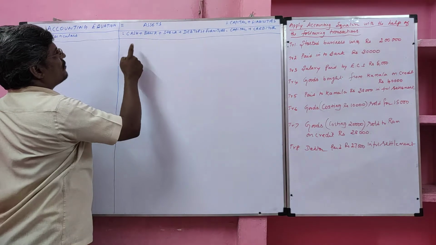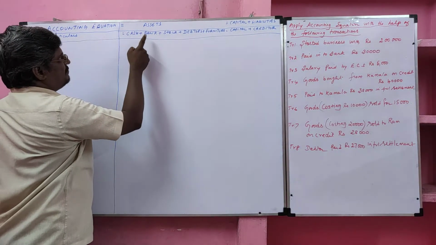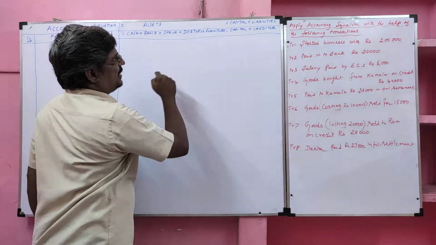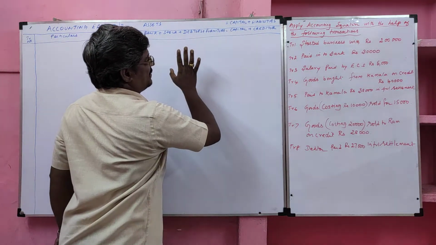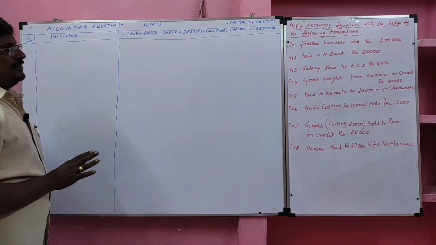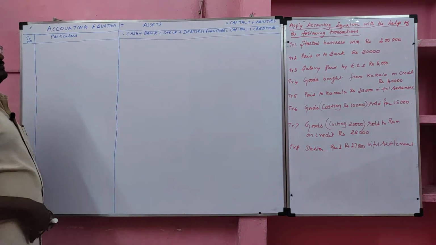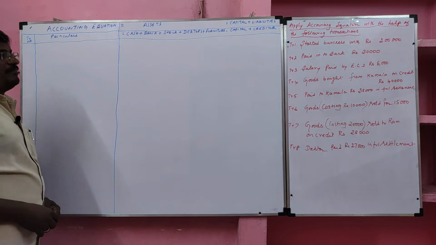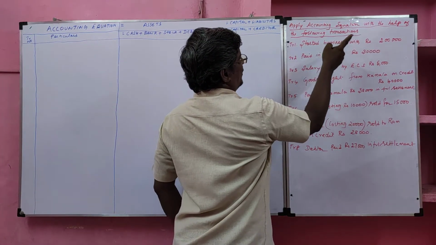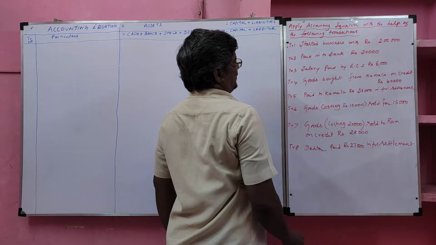Under assets, the normal items are cash plus bank plus stock plus debtor plus furniture. Under capital, capital is recorded. Under liability, creditor are recorded. These are all normal items. Now let me see the problem.